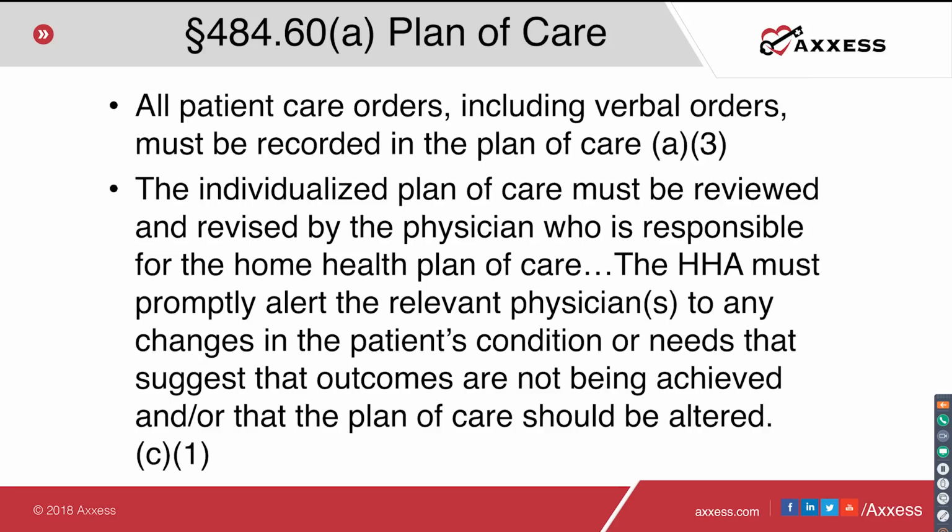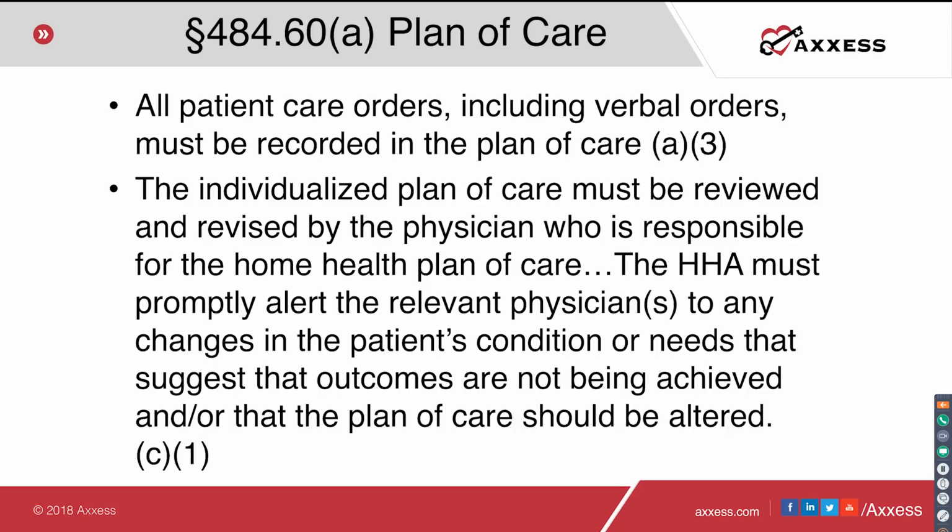The individualized plan of care has to be reviewed and revised by the physician who is responsible for the home health plan of care, and the agency has to promptly alert the relevant physician or physicians to any changes in the patient's condition or needs that suggest the outcomes are not being achieved and or that the plan of care should be altered. Now again, you see standards tied to care where it's basically telling us that as clinicians, if we go out in the home and we see that this patient's not progressing well, that we have to alert the physicians about those changes, whatever relevant physician it is.